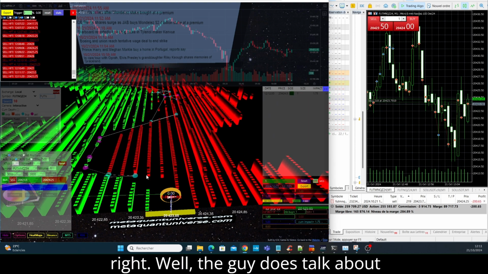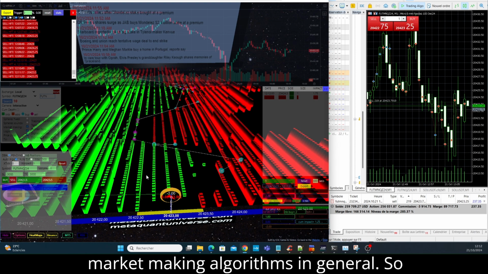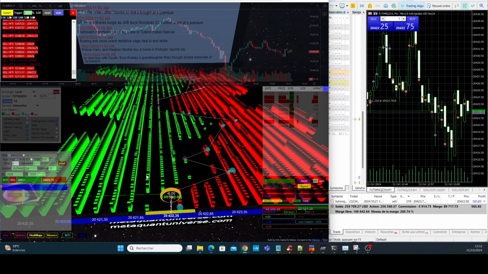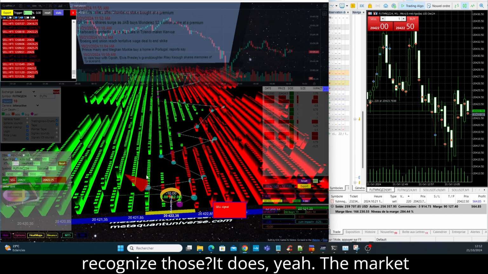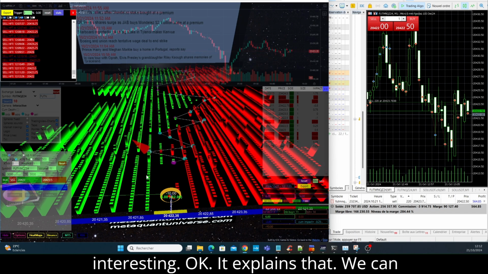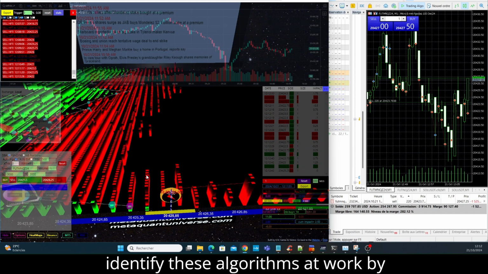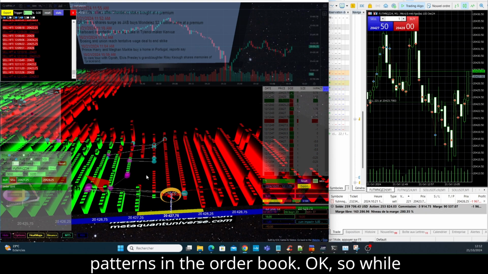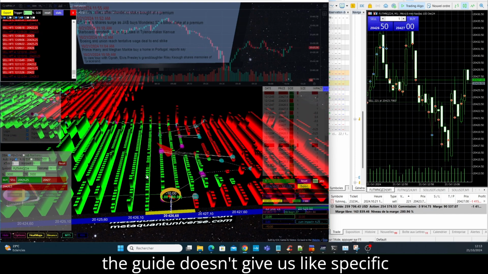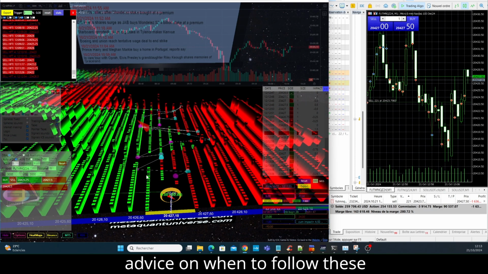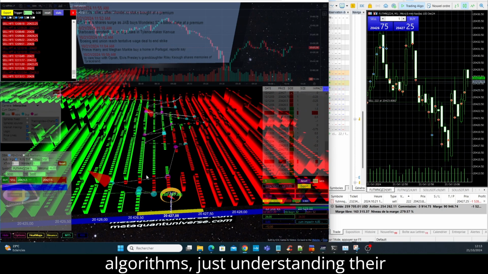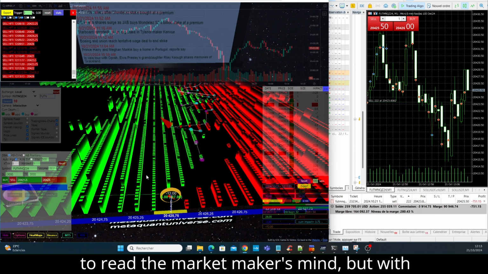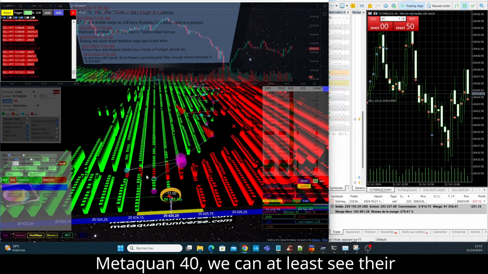There are. All right. Well, the guide does talk about market-making algorithms in general. So can you tell us more about how MetaQuant 4D helps us recognize those? It does. The market-making algorithms section is really interesting. It explains that we can identify these algorithms at work by analyzing bid-ask spreads and patterns in the order book. So while the guide doesn't give us specific advice on when to follow these algorithms, just understanding their behavior can give us a significant advantage. So we might not be able to read the market maker's mind, but with MetaQuant 4D, we can at least see their moves in real time.